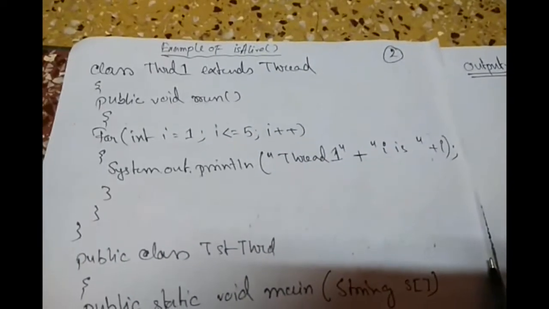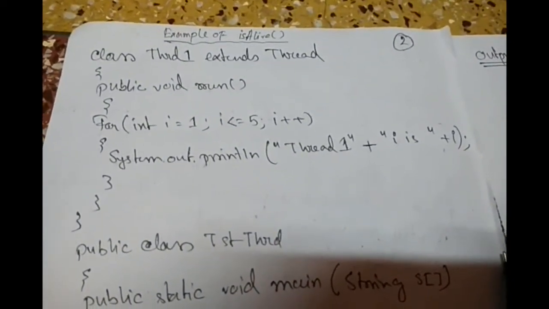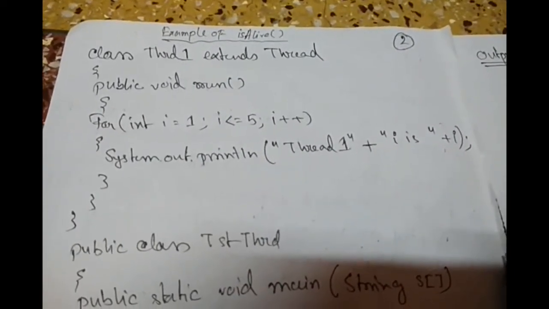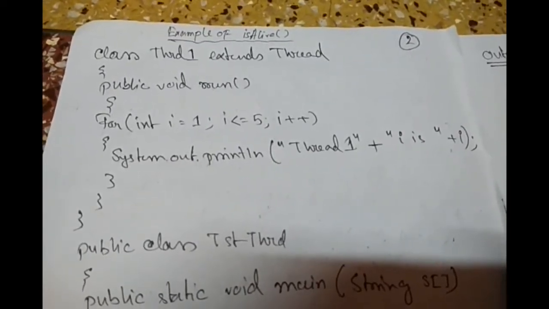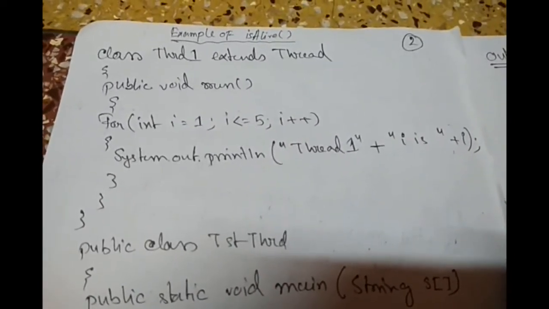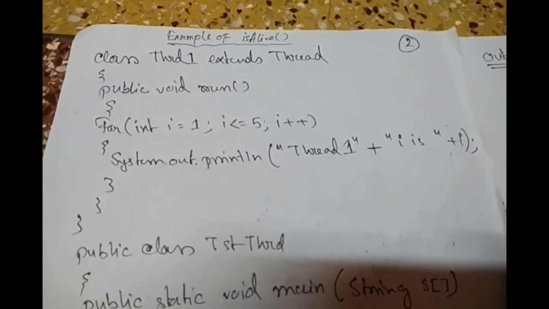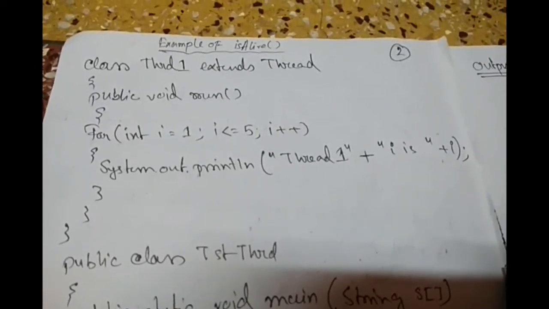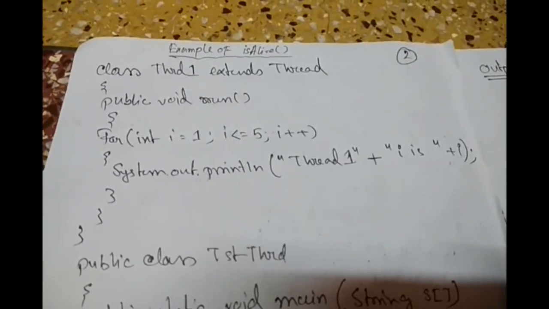Here we consider an example of the isAlive method. We have to write a class Thrd1 which extends the Thread class, and we have to write public void run. Inside that there is a for loop that starts from 1 and ends at 5, and we are printing "thread 1" along with the value of i. That is the implementation of Thread 1.